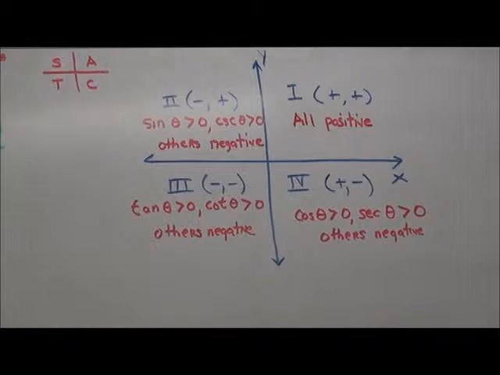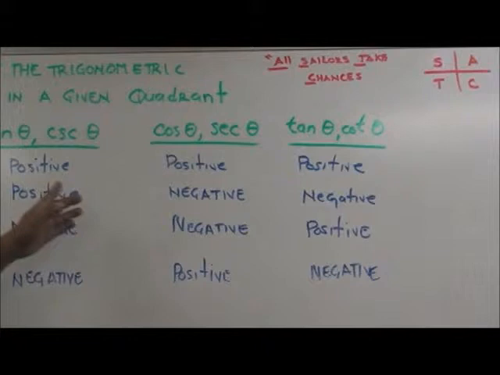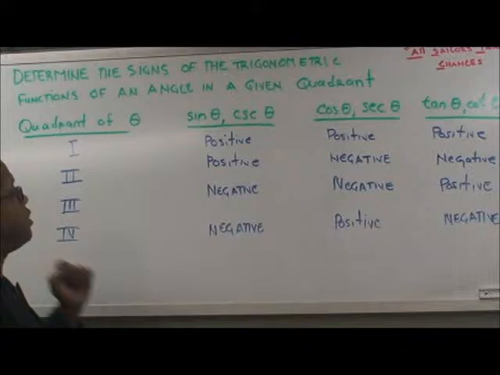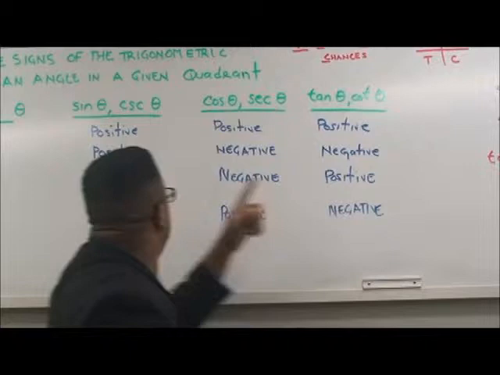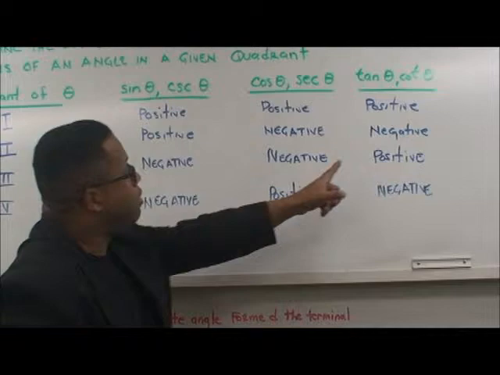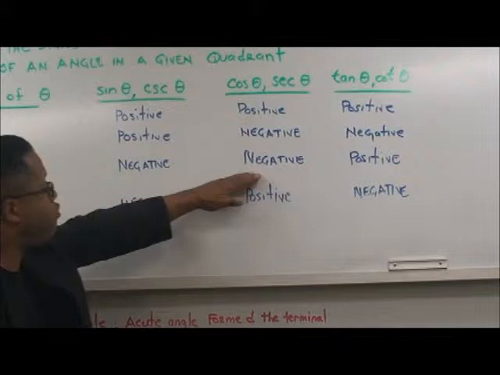So if we look at the chart here, we'll see that if an angle was to be in the first quadrant, all the trigonometric functions are said to be what? Positive. Now, when we go to the second quadrant, this is what we said over here by the graph: sine and cosecant are positive, but all the rest are negative. And in the third quadrant, we have tangent theta and cotangent theta positive, and all the rest of the trigonometric functions negative.